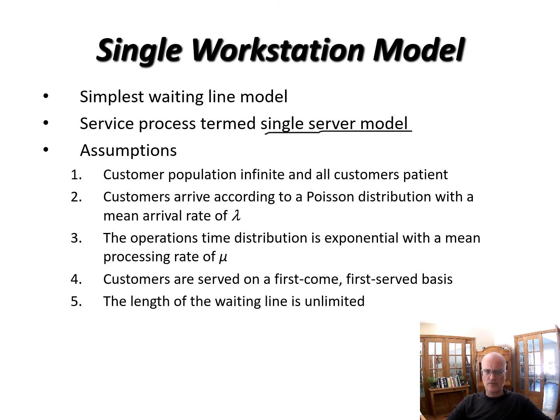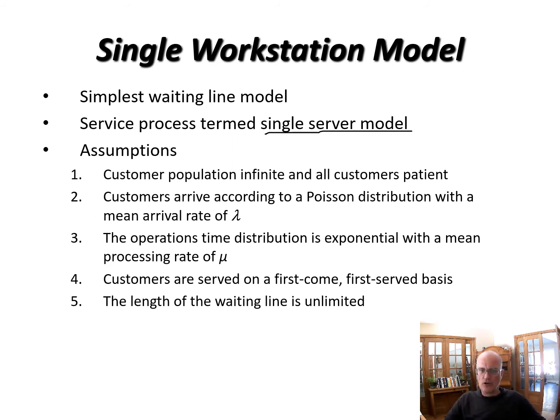And the assumptions of this is the customer population is infinite and all customers are patient. What that means is there's no limit on people who might come in, and nobody will walk away if they have to wait too long. Both of those assumptions make this easier to work with. If customers are impatient, then we have to add the calculation for the probability that they're going to leave if the line gets too long. And if the population isn't infinite, it affects arrival rates and the number of people who will arrive.